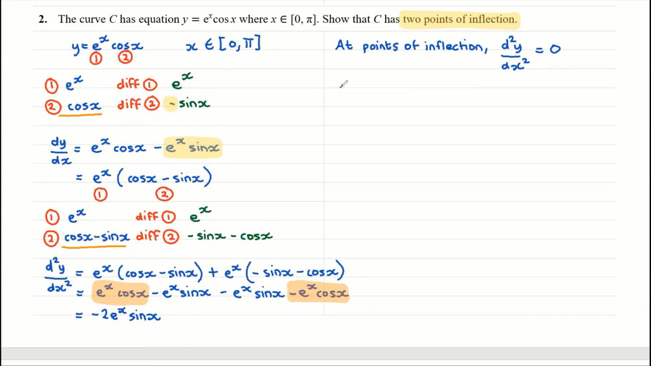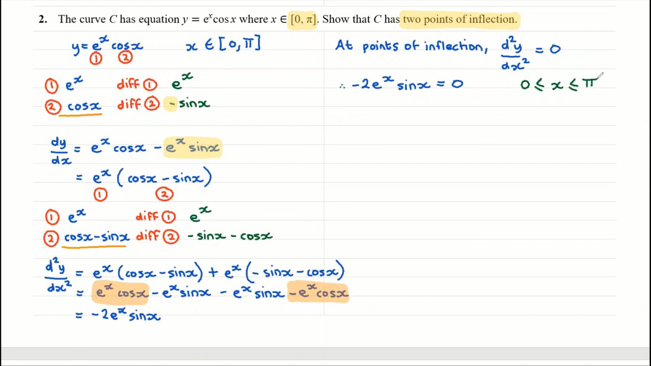So therefore, minus 2 e to the x sin x is equal to 0. And remember, we're only interested in any solutions that occur between 0 and pi included. Okay, so I'm going to write that interval down using inequalities. So that we're interested in from 0 up to and including pi.